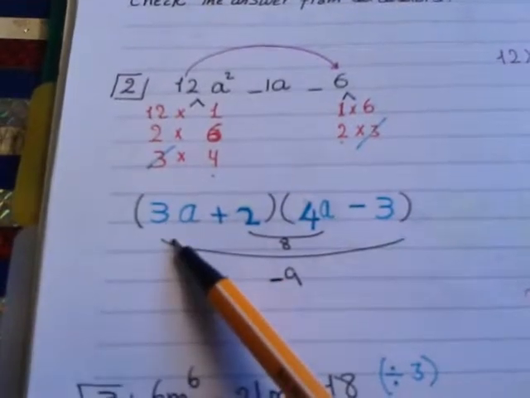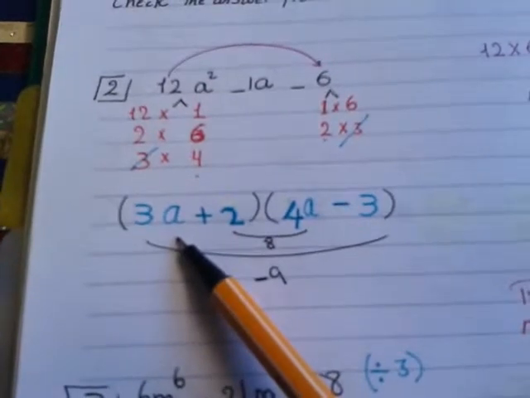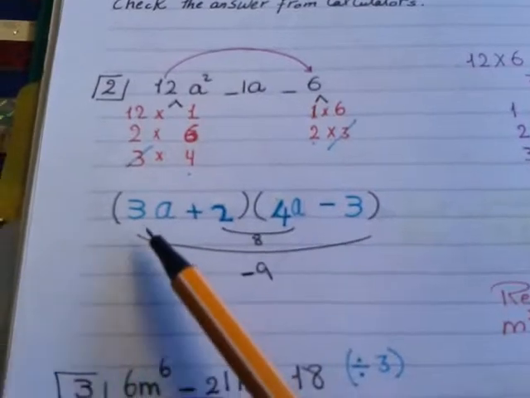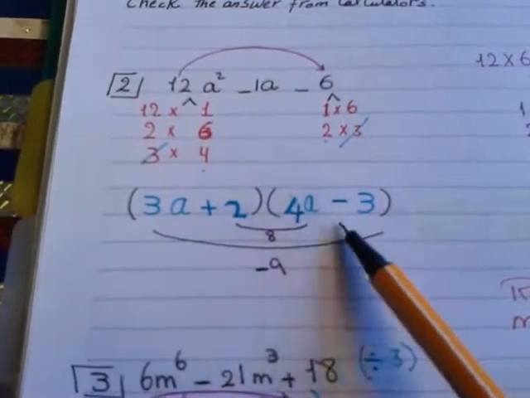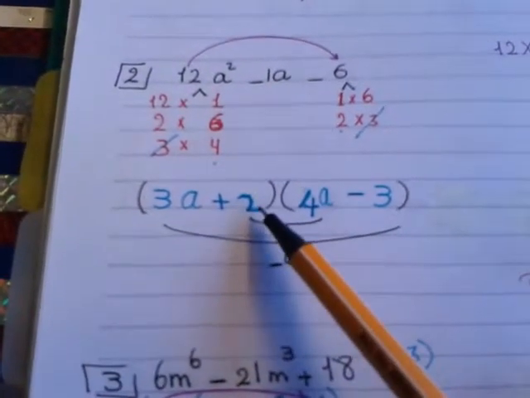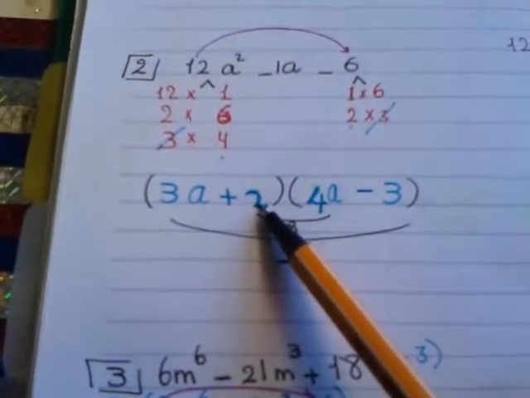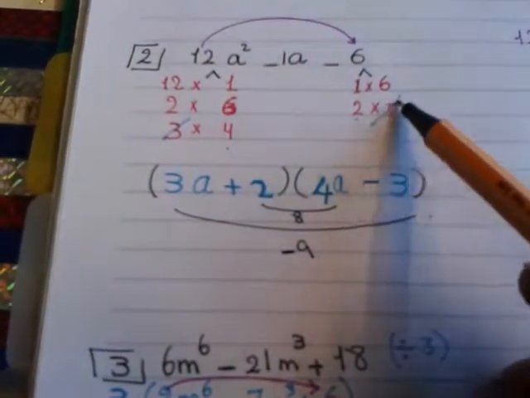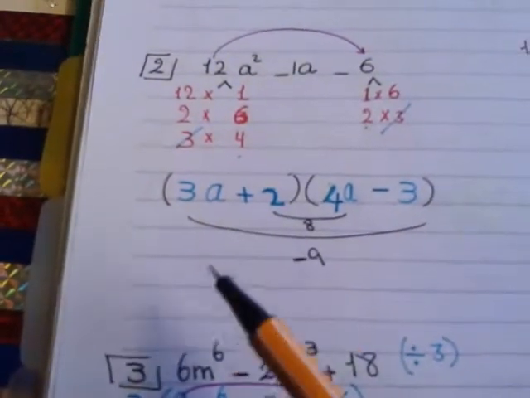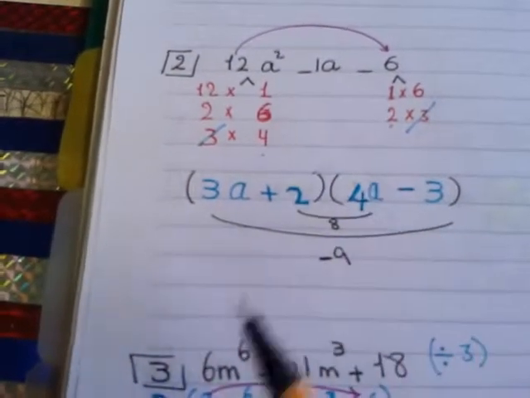So let's put here 3. And of course, because this is squared, it will be 3a. Here, 3a. So the other number must be 3 also, because 3 by 3 equals 9. And of course, negative, because 9 is a negative number. Here we have 2 times 4a. Why 2? Because we select 3 from the factors of 6, so the remainder is 2. You have to drop it here. And from the factors of 12, you select 3, so the remainder is 4. You have to drop it here.